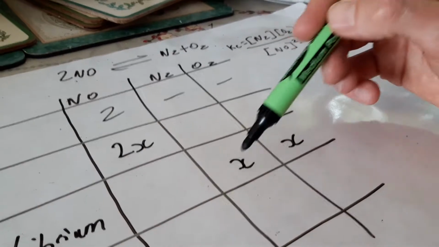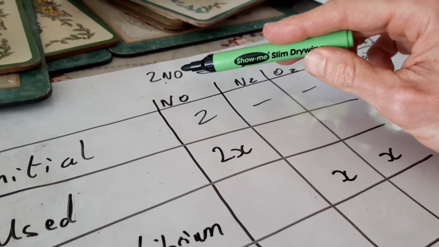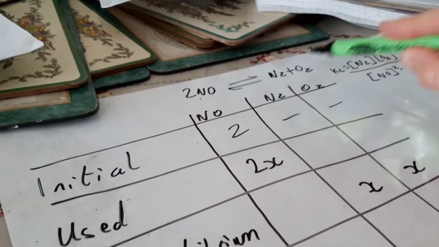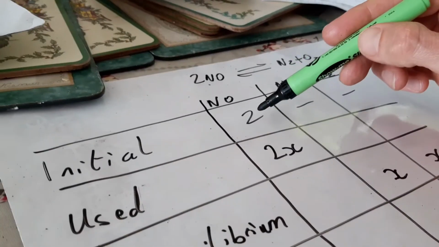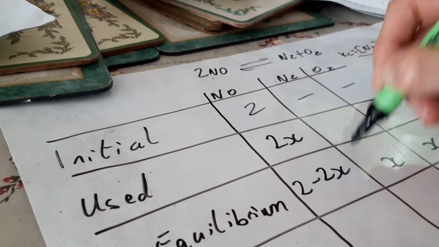So I've used X there to represent a number I don't know, and I've used 2X here to represent another number I don't know. The amount of nitrogen monoxide is twice as much because of the molar ratio there, okay? Which means that the amount of moles of nitrogen monoxide at equilibrium will be the amount that's there at the start minus the amount that gets used, which is 2 minus 2X, like that.